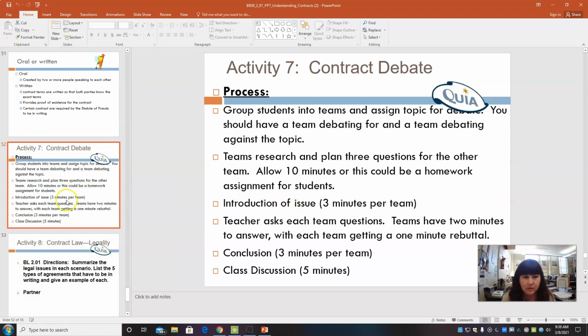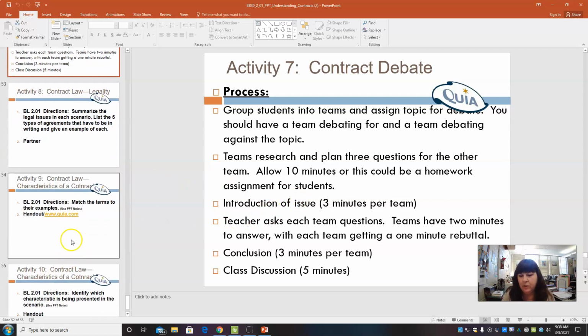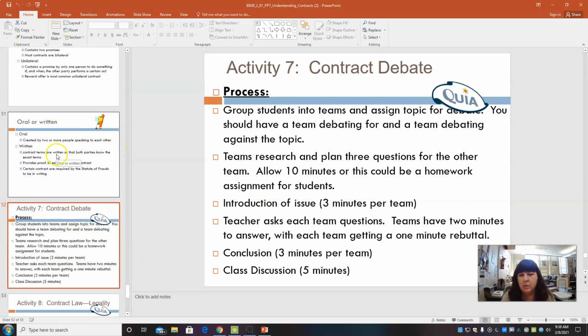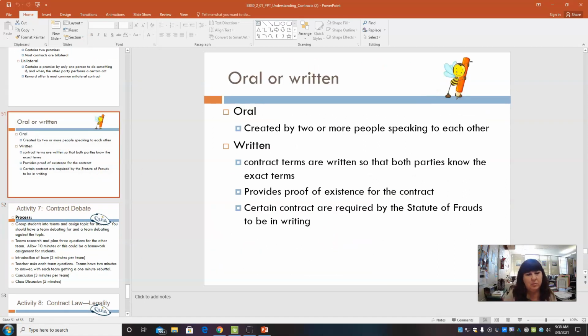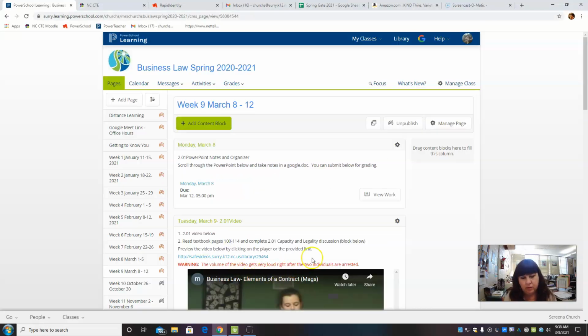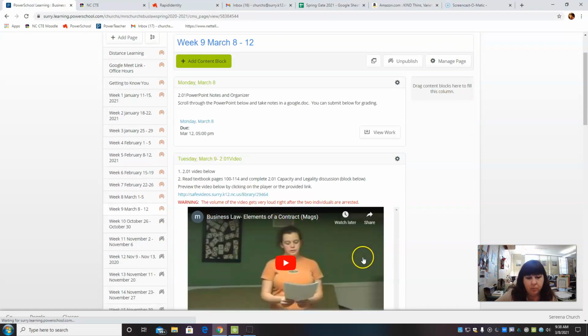Let's see. This will be a contract debate. Y'all can look over that if you want to. I kind of skip these activities when I'm talking about this in class. So, really your last slide will be this one here when it's talking about oral or written. Be sure when you go through these to send me a message if you don't understand the notes involved in today's lesson.